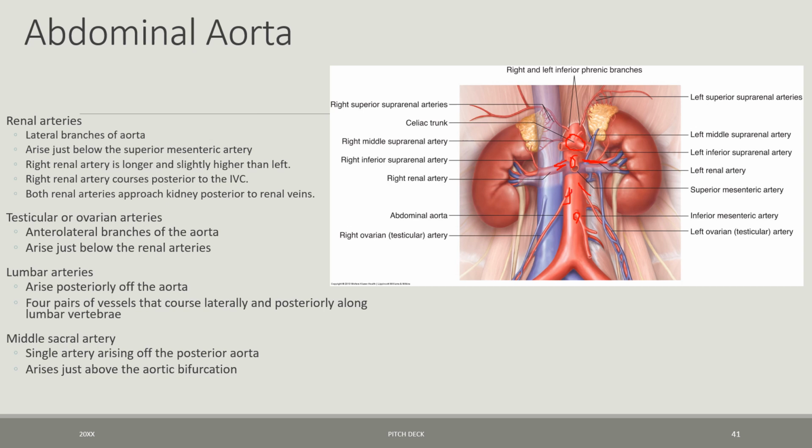Now, the next paired set of branches are going to be our testicular or ovarian arteries, also known as our gonadal arteries. These are very small, and they come off the lateral aspects of the aorta just below the renal arteries. Similarly, we have the lumbar arteries that come off more posteriorly of the aorta. Very difficult for us to see these, and they're usually in 4 pairs. And then the middle sacral artery rises just above the bifurcation off the posterior aorta. So again, it's a little bit difficult for us to see. So the ones we usually focus on the most are going to be our celiac trunk and its branches, our SMA, our renals, and our IMA if we can see it.